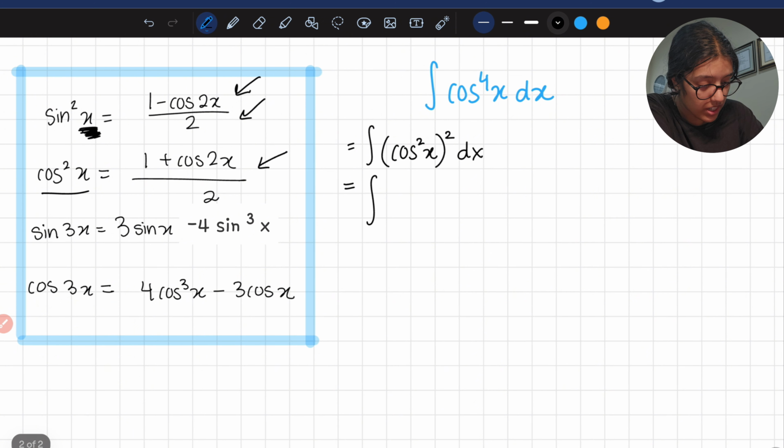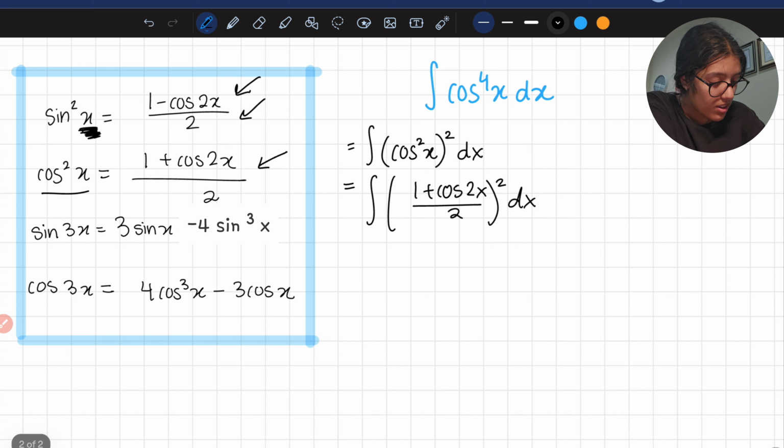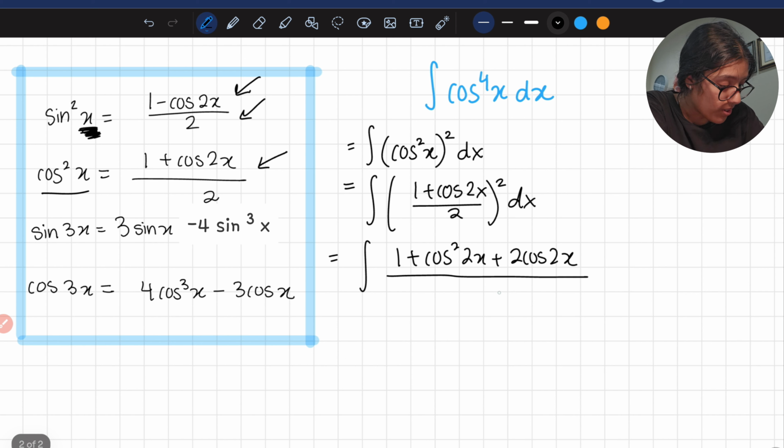So that is integration of (1 plus cos 2x over 2) squared. We can't really integrate it without factoring the squared, so I'm just going to factor the square. Integration of (1 plus cos squared 2x plus 2 cos 2x) over 4.